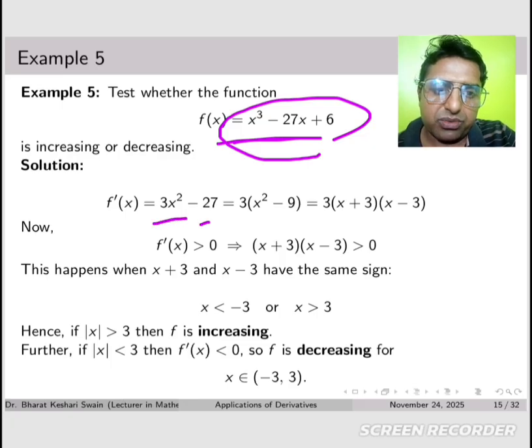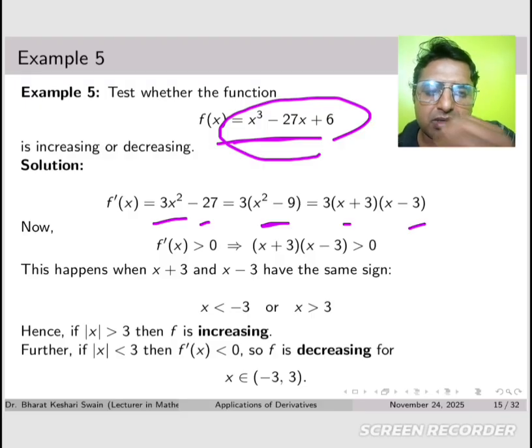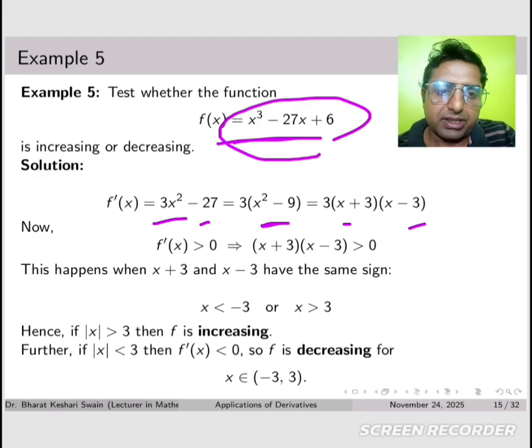And if you factorize this, take 3 common, and it is 3 into x square minus 9, and we know that x square minus 9 is (x plus 3) into (x minus 3), so 3 into (x plus 3) into (x minus 3).